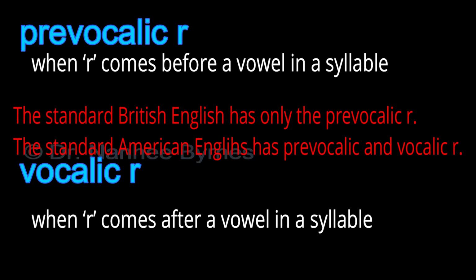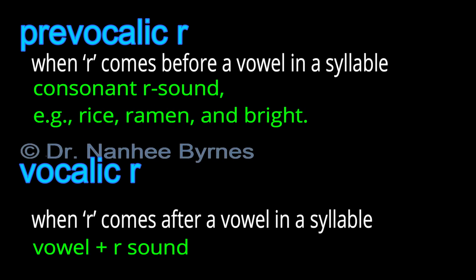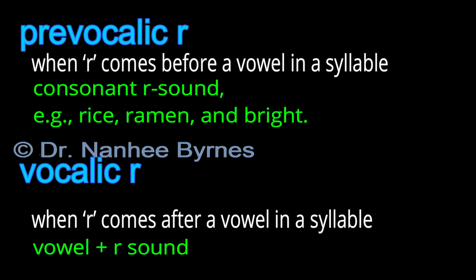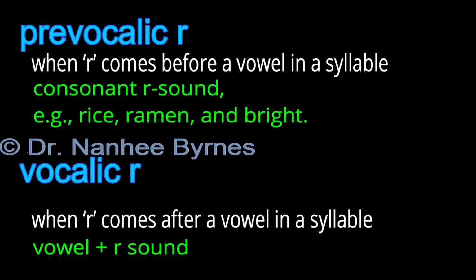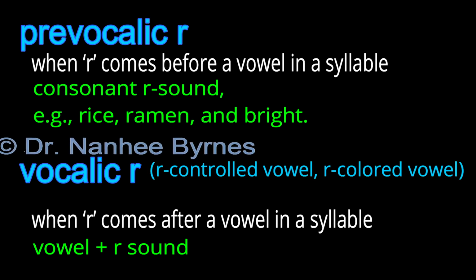The prevocalic R is the consonant R sound, which can be found in rice, ramen, and bright. The vocalic R is the combined sound of a vowel and R sound. The vocalic R is also called an R-colored vowel or an R-controlled vowel.